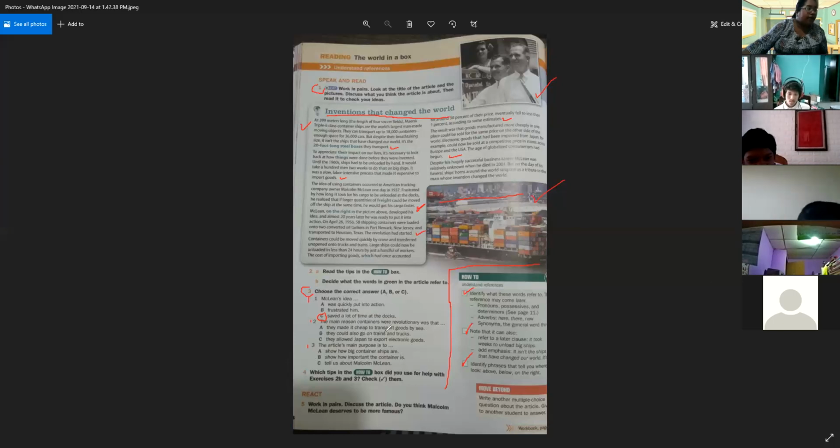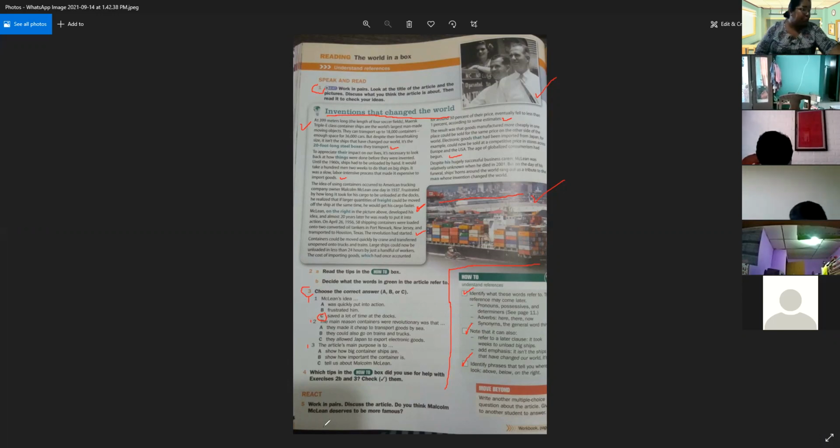Somebody have other idea? The main reason containers were revolutionary was that, la razón principal, ok, recuerden, la principal, the main reason. Pueden que las 3 sean razones, pero la principal.